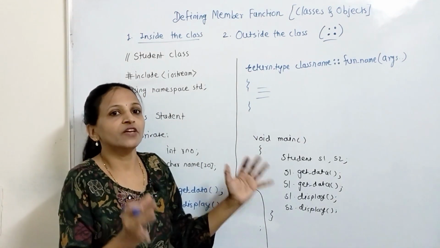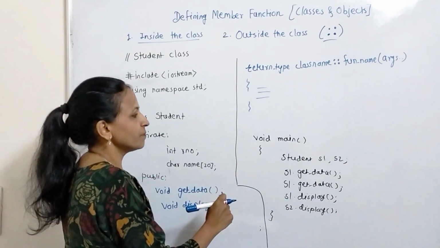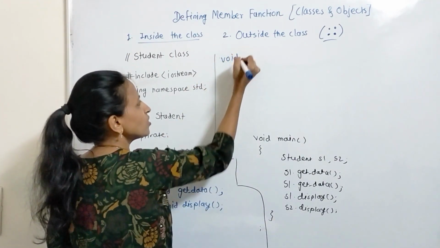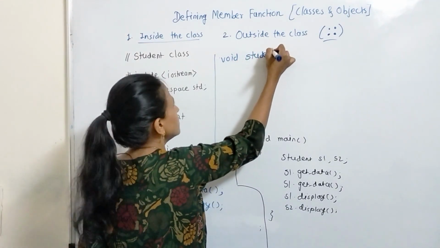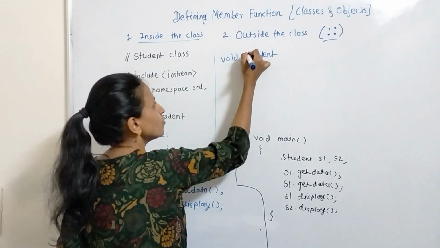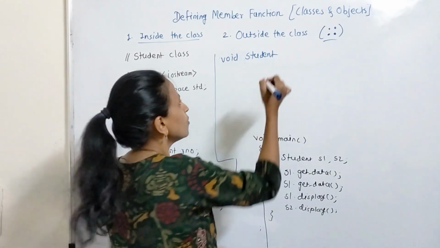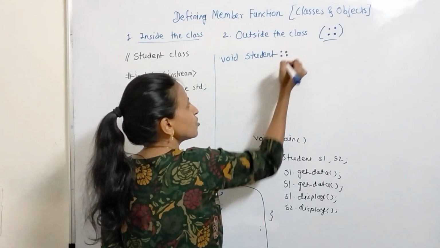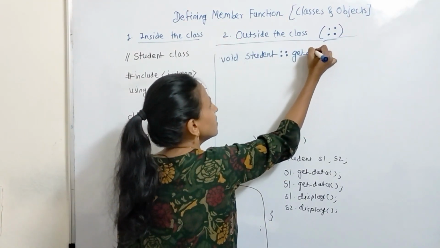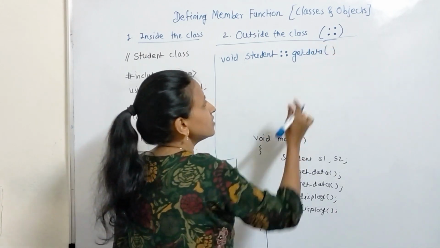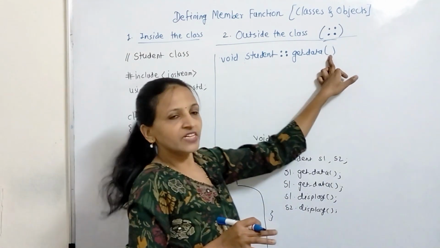Now we will use the same syntax to define these member functions. First we write the return type. Here the return type is void, because this function is not returning anything outside. Then the class name is Student. See, S is capital here, you must follow that, S should be capital. Then the scope resolution operator, then the function name, get data. In the parentheses we pass arguments, but there are no arguments, so just leave it blank.